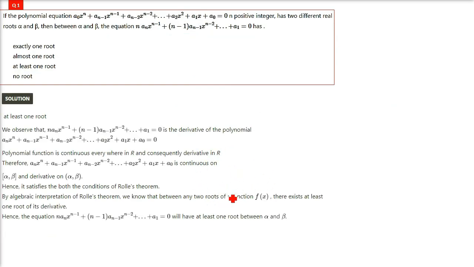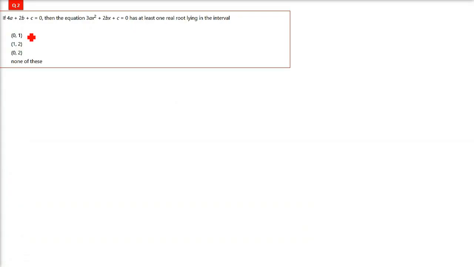So what I just explained is written here, and this is how you're going to write. If 4a plus 2b plus c is equal to 0, then the equation 3ax square plus 2bx plus c equals 0 has at least one real root lying in the interval. The same scenario is seen here, but we have to understand where this equation has come from. The 4a plus 2b plus c equals 0 will come later. But where has 3ax square plus 2bx plus c come from?